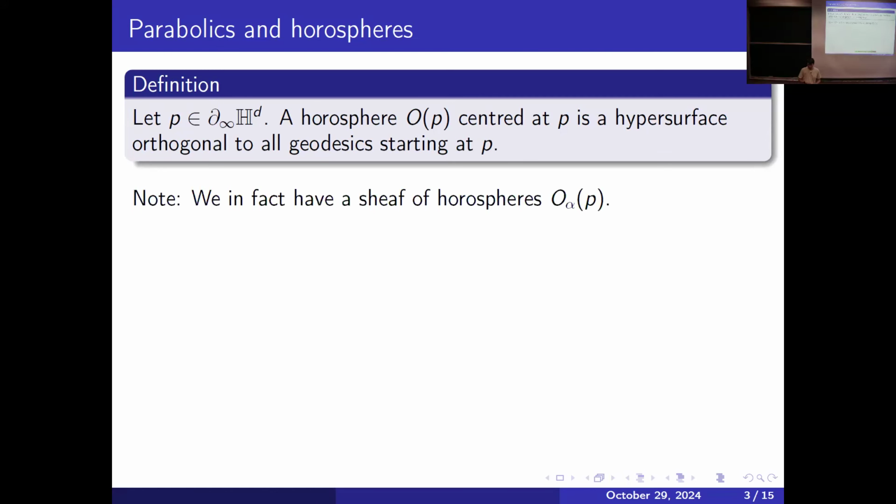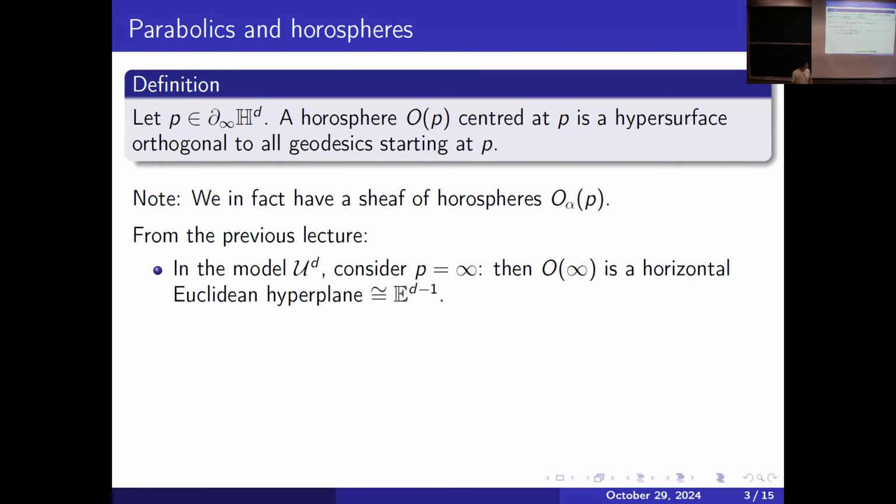One can view this as a sheaf of geodesics passing through P, but it's actually the bundle of horospheres. Sorry about that, I will change this in the slides. So we have, in fact, a bundle of pairwise disjoint horospheres.